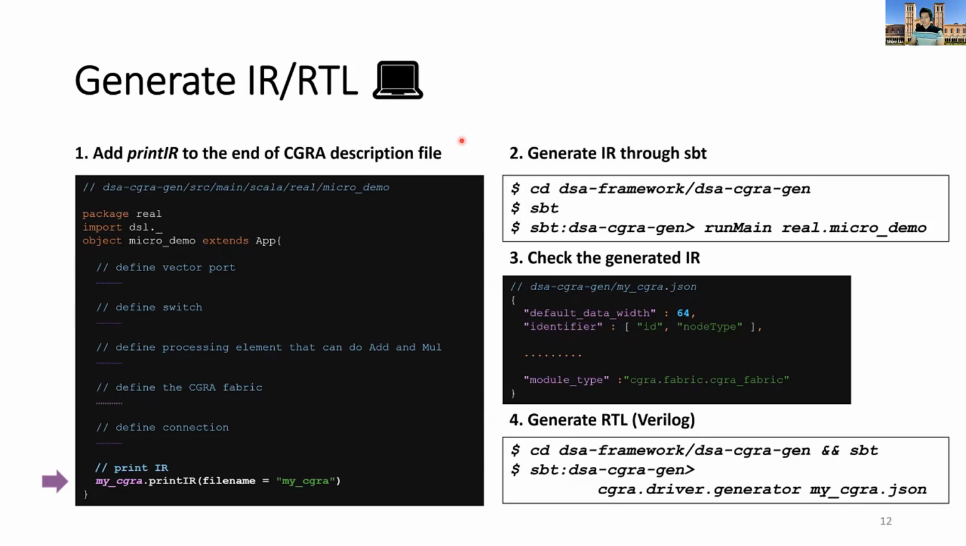So, okay, I showed you how to generate the ADG so that you can do spatial scheduling, and showed you how to generate the RTL. Before I proceed, are there any questions?